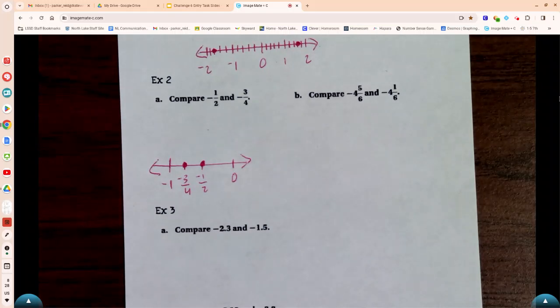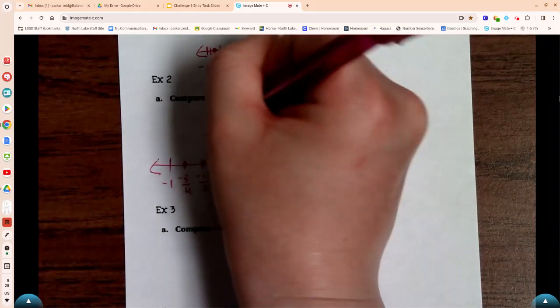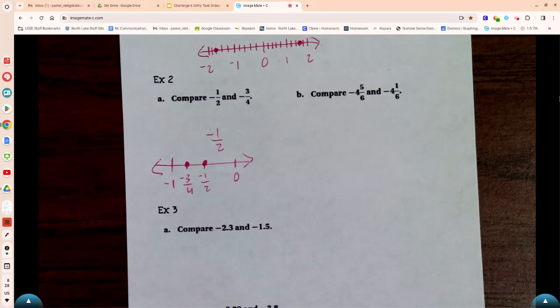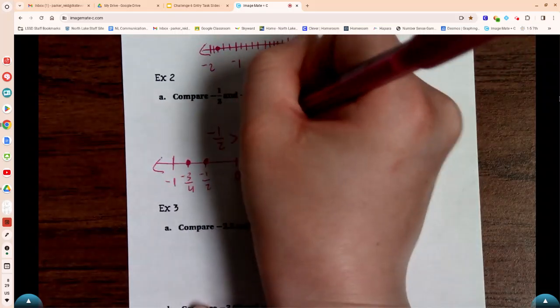So now looking at this photo, negative 1/2, is that greater or less than negative 3/4? Juliana? Because it is further to the right. So negative 1/2 is greater than negative 3/4.